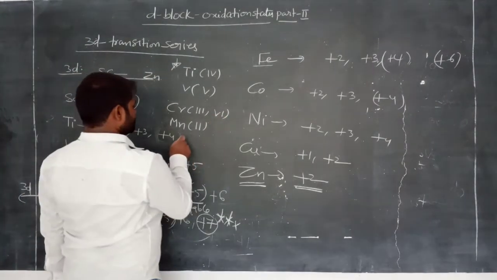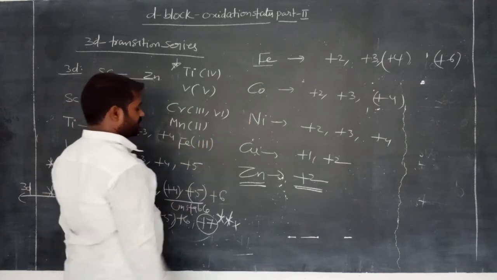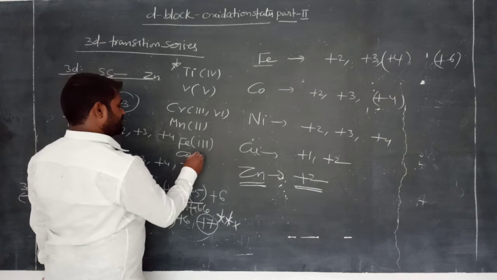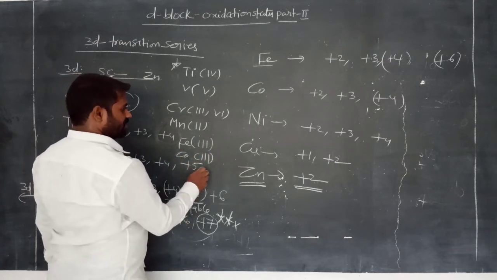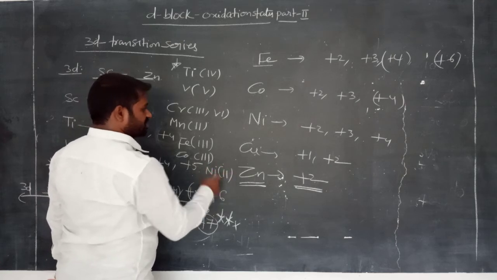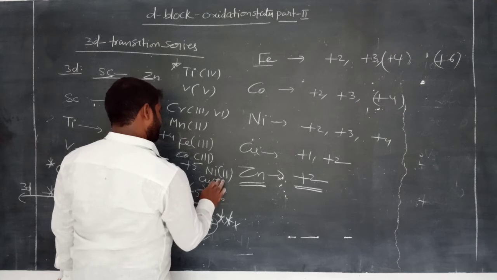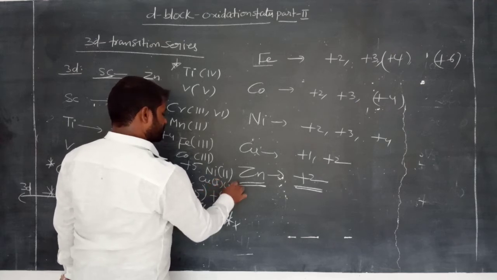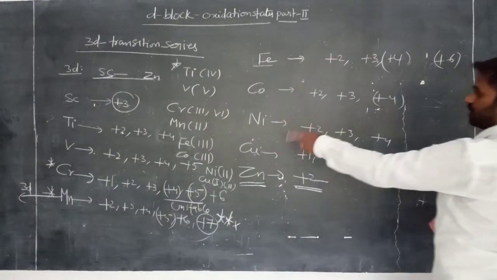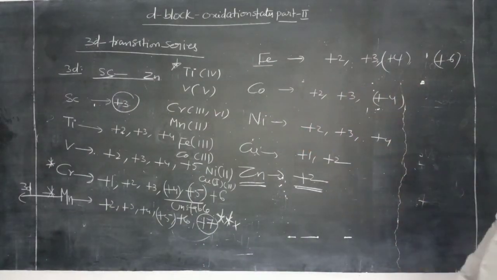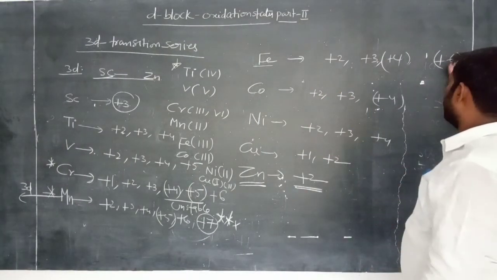After manganese, iron shows +3 as the more stable oxidation state. And for cobalt, +3 is the more stable oxidation state. And what about nickel? Nickel shows +2 as more stable, copper +1 and also +3 is more stable, zinc +2. Okay, clear? These are the most stable oxidation states. Those in parentheses in this bracket are unstable oxidation states. Keep this in mind.